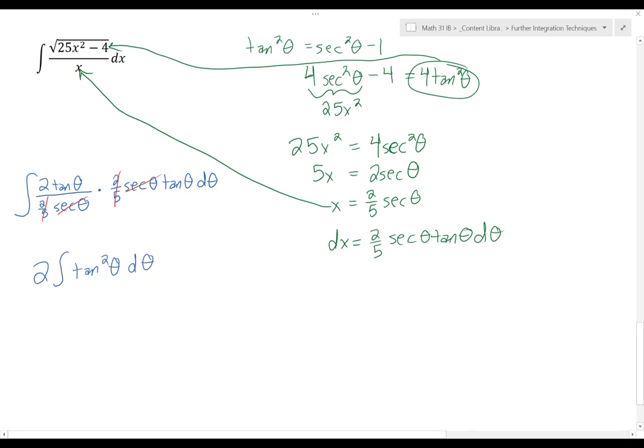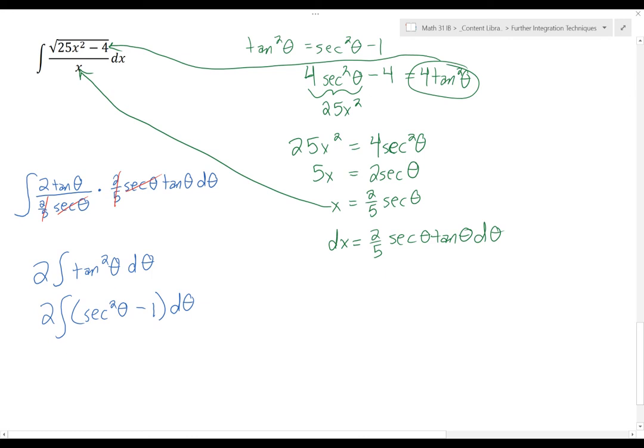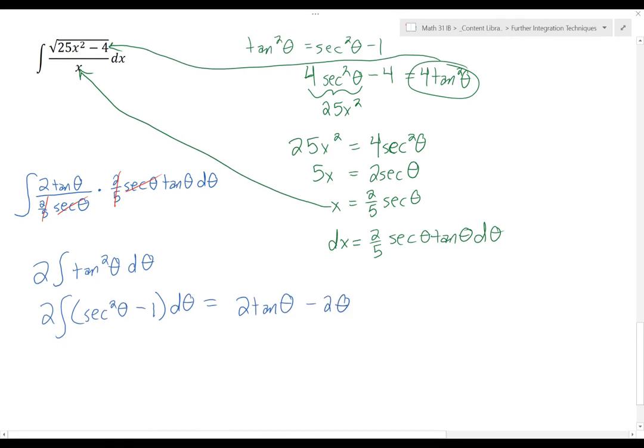Okay, well, this is better, and there's a few different ways to go about this one. What I'm going to do is I'm actually going to resubstitute in tan squared theta is secant squared theta minus 1. The reason I'm going to do that is secant squared theta is something I know how to antiderive, something I know how to integrate. So I'm going to turn this into 2 times the integral of secant squared theta minus 1 d theta, because the antiderivative of secant squared theta is tan. So I've got 2 tan theta minus 2 theta plus c. So now I have my integral.